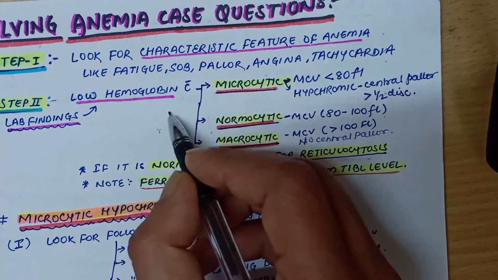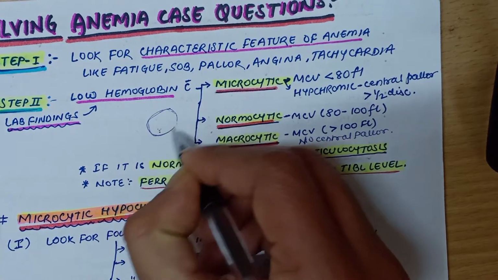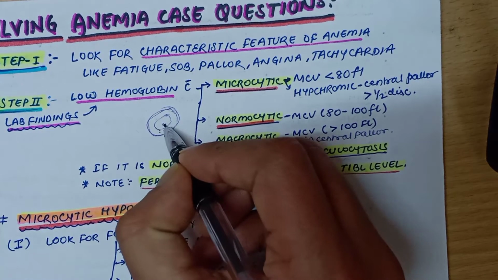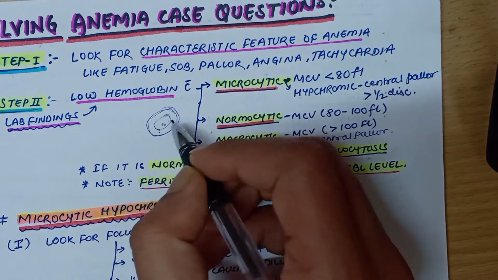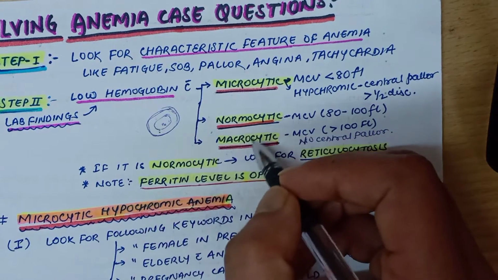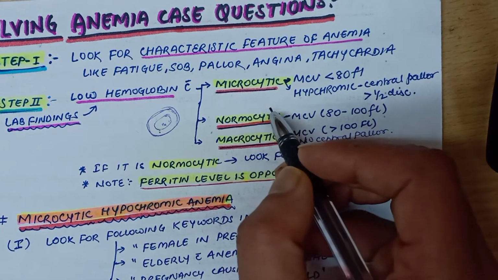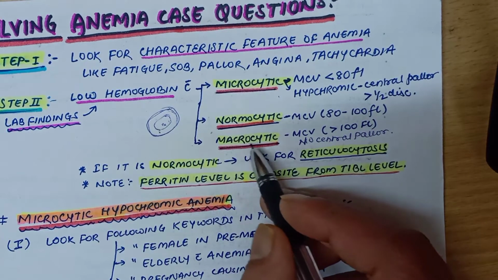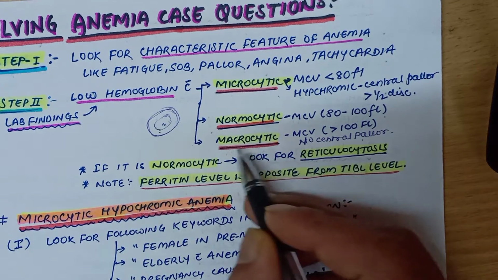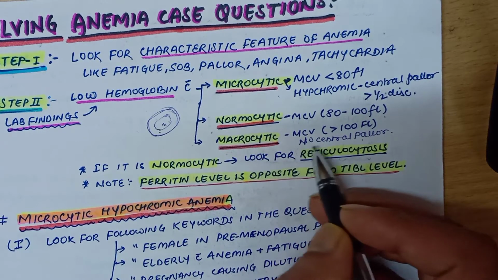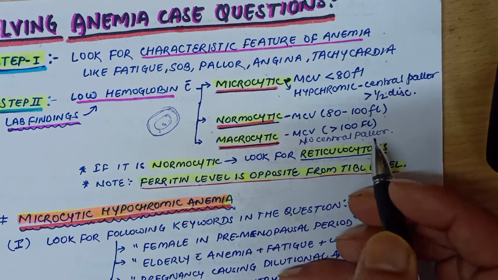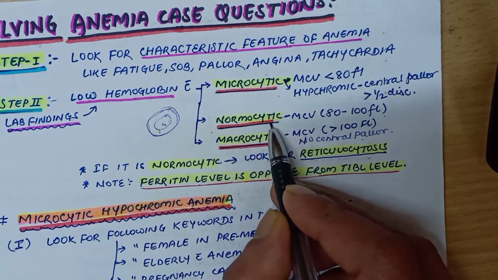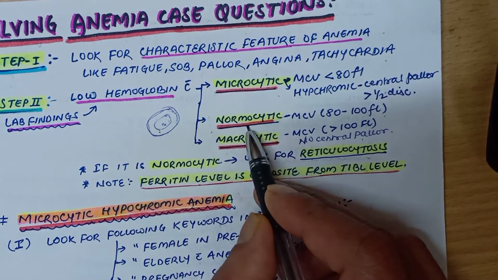So if you look at the RBC, the RBC has central pallor. If the central pallor is more than half the disc, then it is microcytic hypochromic anemia. And in macrocytic anemia, there is no central pallor seen in RBC. And if it is normocytic, then we have to look for reticulocytosis.